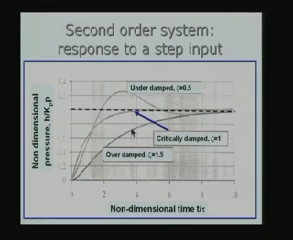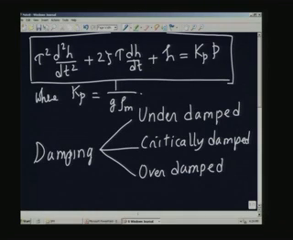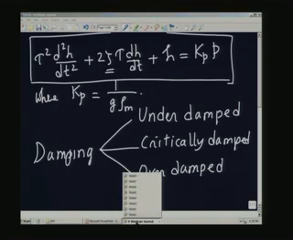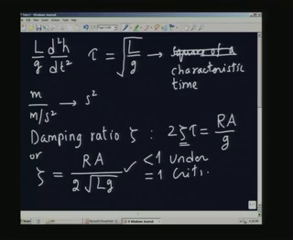To understand this further, let us go back to the board and look at the parameter zeta. This parameter is going to determine the damping. This is the damping parameter. If it is less than 1, it is underdamped; equal to 1, it is critically damped; greater than 1, it is overdamped.